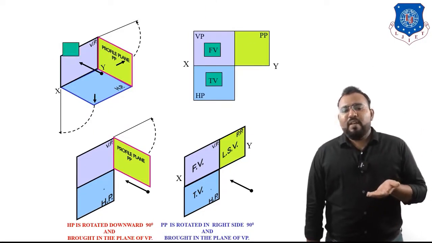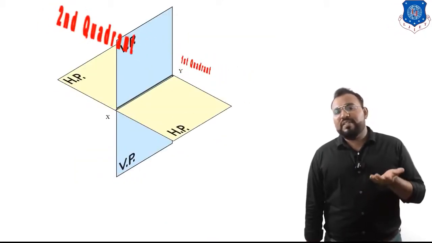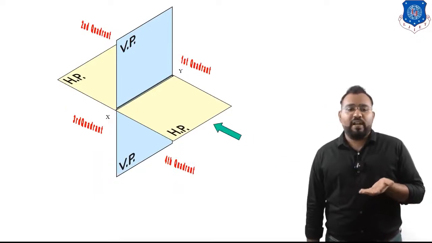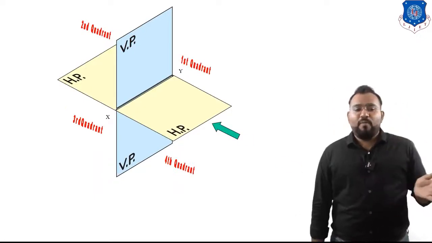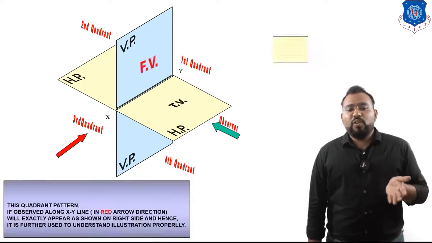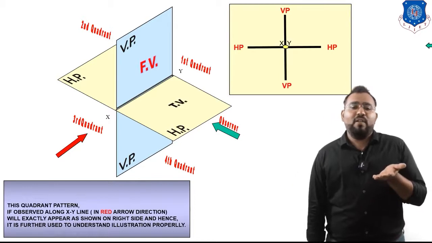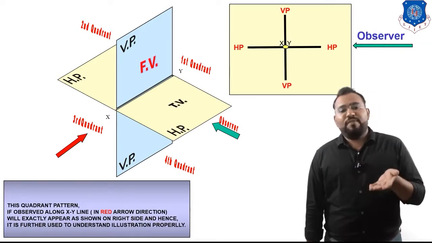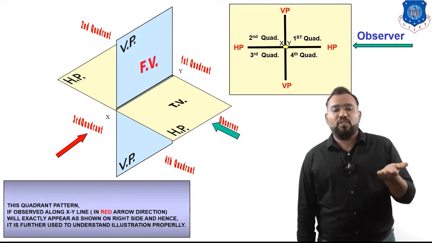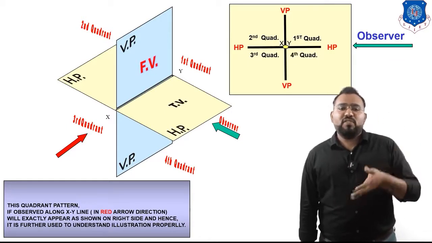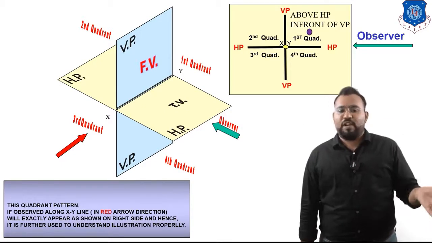After that we saw the different quadrant systems: the first, second, third and fourth quadrants. We also saw that if we look at this figure from the left-hand side, it looks like this. Then we took the observer, and after that we took different points in the first, second, third and fourth quadrants. If we take the point in the first quadrant, its position will be above HP and in front of VP.